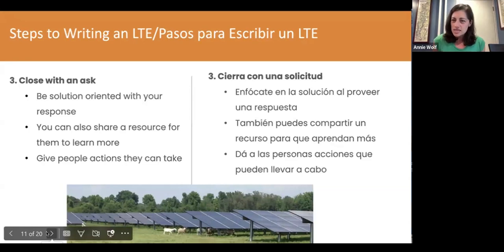Websites aren't usually the best things to link in a letter to the editor because, especially if there's a print version, you can't click on that. So you want to share an actual physical resource that people can view. And then again, give people actions they can take. Maybe that is signing a petition. Maybe that is going solar themselves or spreading the word or sharing something about this topic.